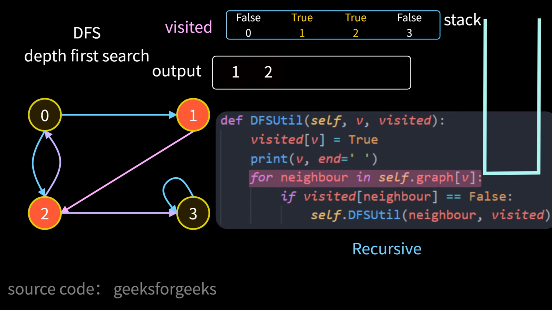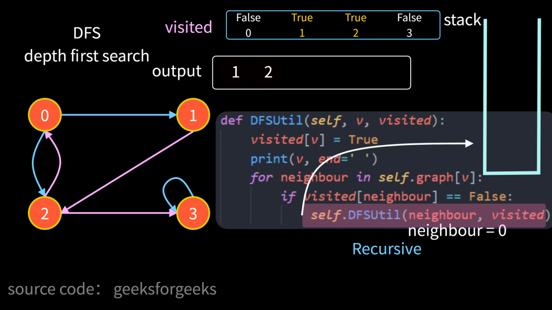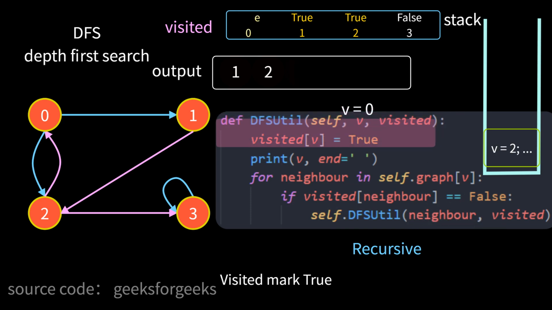Output. Then look at the neighboring nodes of node 2, which are node 3 and node 0, respectively. So this loop is executed twice. The order here is not important. For the first time, the neighbor is node 0. Before calling its own function, the program will automatically push the current execution position and variables onto the stack. I only show the required variable v here. Then the called function is executed, where v is node 0.